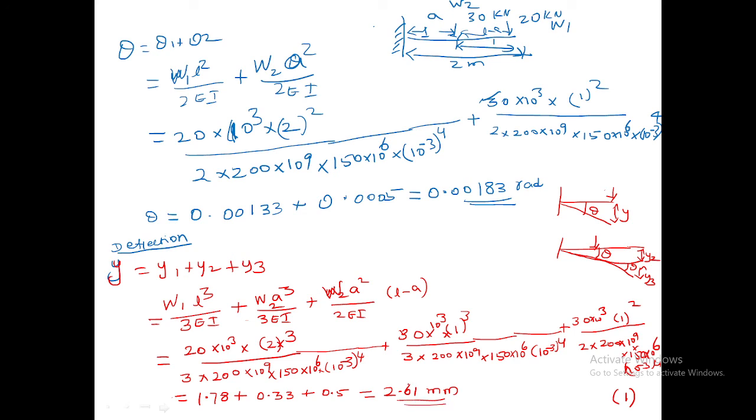Using shortcuts, we can easily solve this kind of problem. At the end load there is one slope and one deflection, at the middle load one slope and two deflections: y1, y2, y3, and theta 1, theta 2. The formulas are W1 L square by 2EI, W2 A square by 2EI, W1 L cube by 3EI, W2 A cube by 3EI, W2 A square by 2EI into (L minus A). This is the shortcut. Okay, thank you.